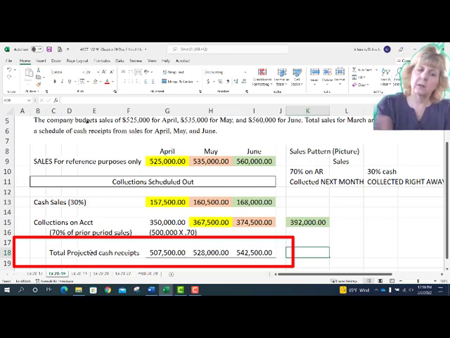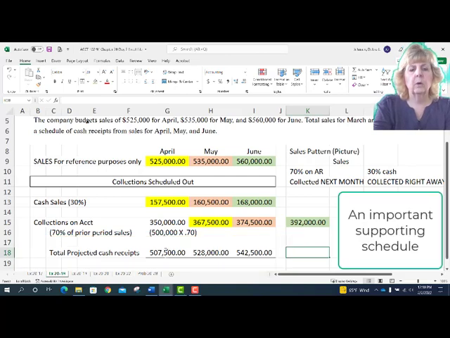So if you think back to the previous exercise, we would have a supporting schedule that supported the cash coming in the cash budget. I would expect you to be able to do something like this on the next exam.